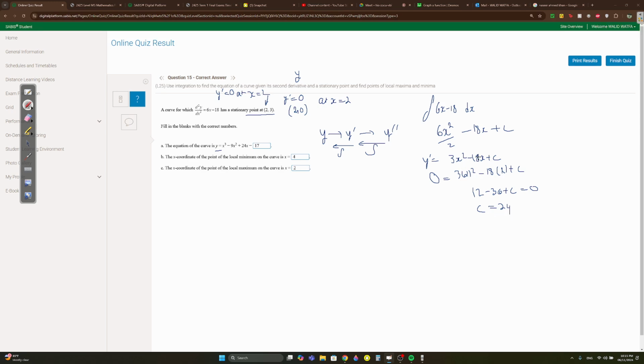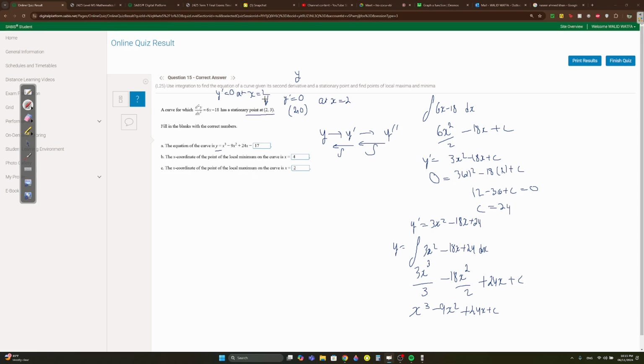So y prime is equal to 3x squared minus 18x plus 24. Easy. Now how do I go to y? I have to integrate. So y is equal to the integral of 3x squared minus 18x plus 24 dx. Integrate: 3x squared, add power, divide by power. Minus 18x, add power, divide by power. 24, you just add an x, plus c. So you're going to get x cubed minus 9x squared plus 24x plus c.